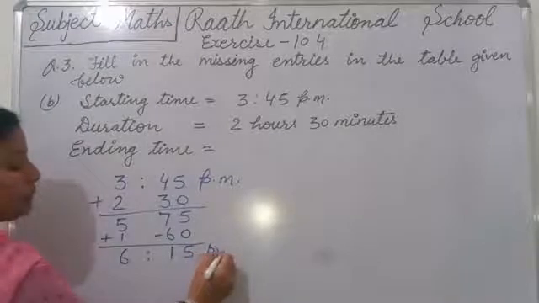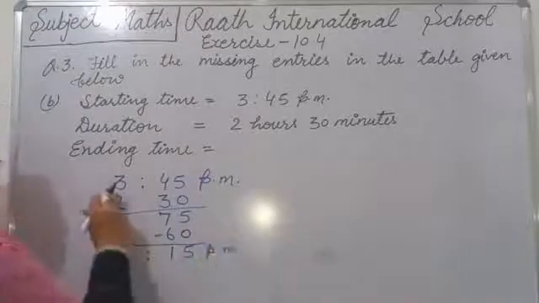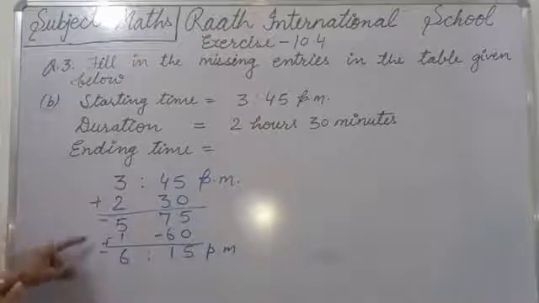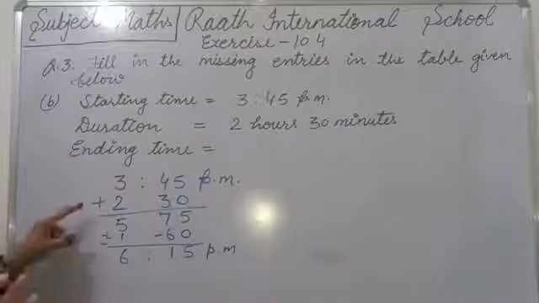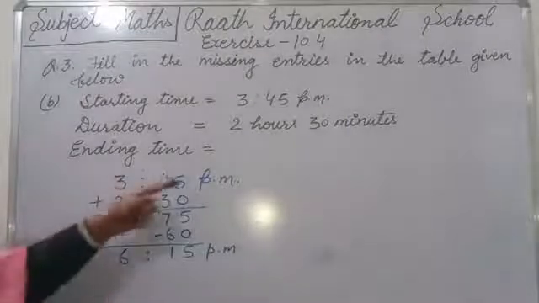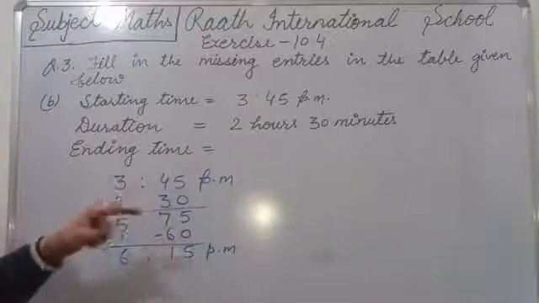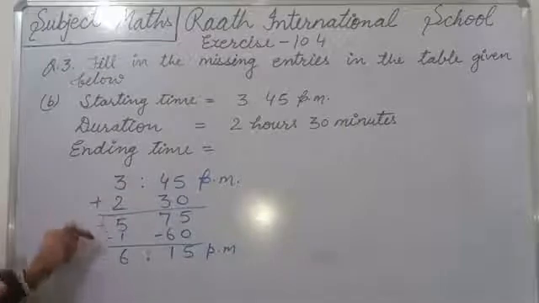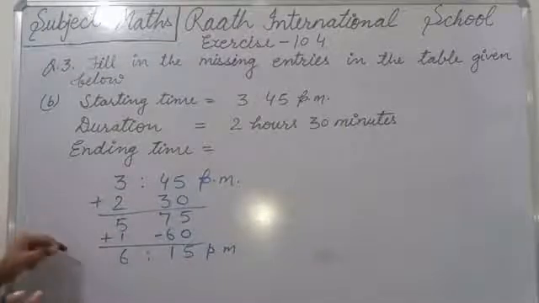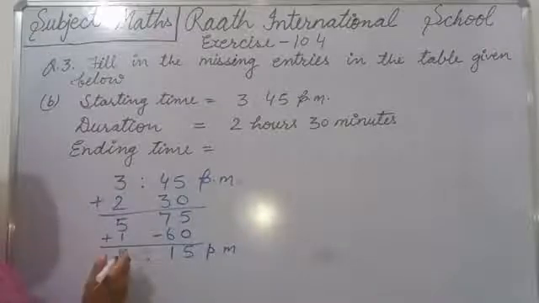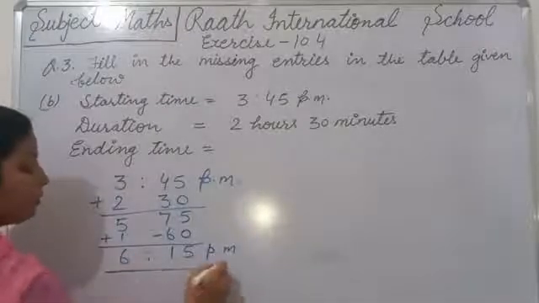Why is it PM? Because our work started at 3:45 and in between there is no 12. There is no 12 here in between. Okay, if 12 comes, then it changes. PM will change into AM and AM will change into PM, if 12 comes in between, but there is no 12. So that means from 3 we have come to 6, that means there is only PM.